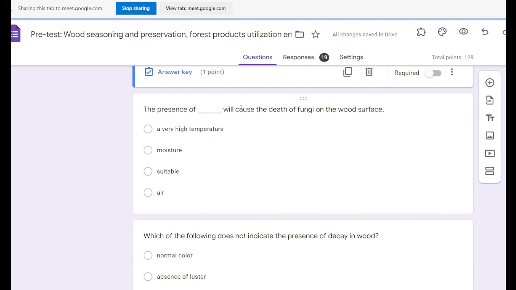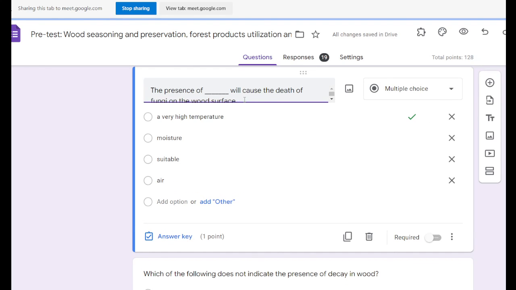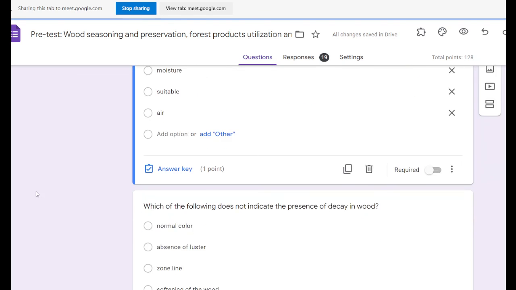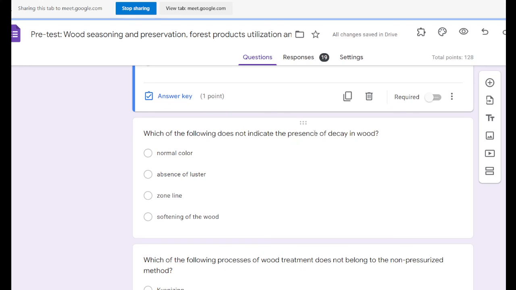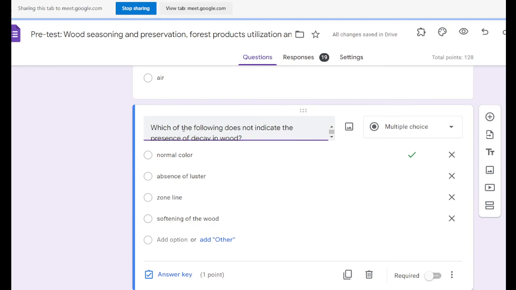Next, the presence of blank will cause the death of fungi on the wood surface. So, that is very high moisture. Heat. With the heat, those fungi will die. Which of the following does not indicate the presence of decay in wood? Normal color, absence of cluster, zone line, softening of wood. The answer is normal color. Okay? It does not indicate the presence of decay in wood.